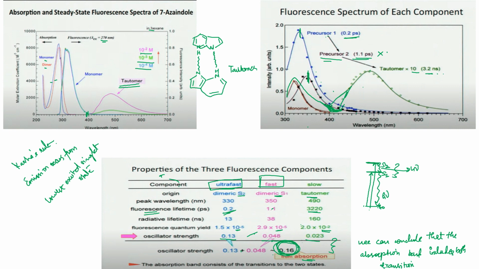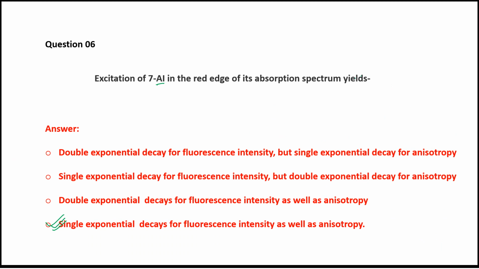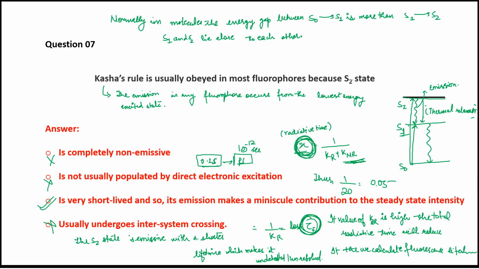Immediately from the S2 state to the S1 state, the relaxation happened in 0.2 picoseconds, and thus it is quite unobserved in the case of this tautomer. Okay, tautomeric emission. Now we'll go on to the next question, that is question 8.